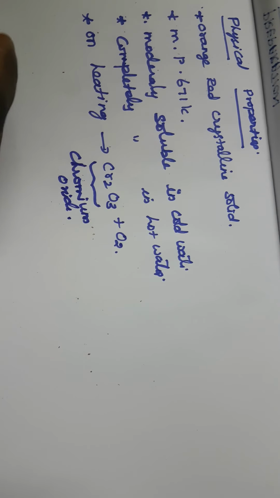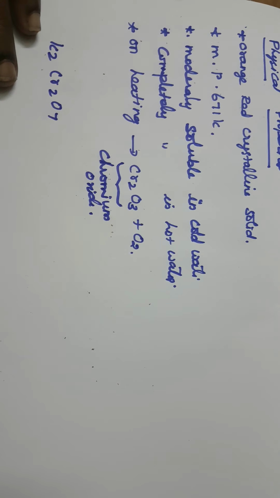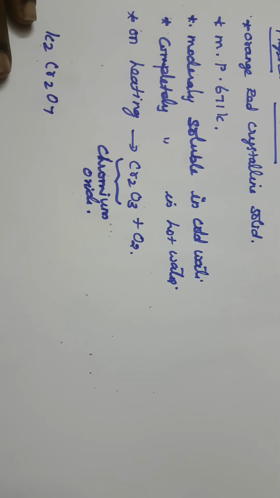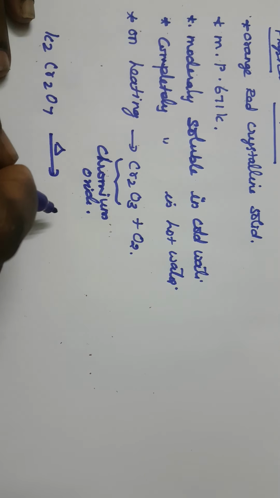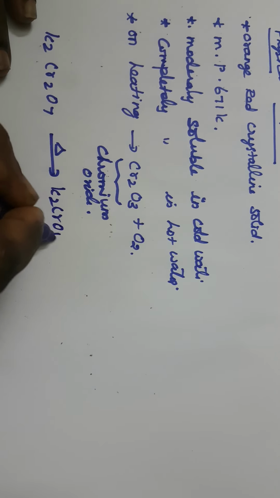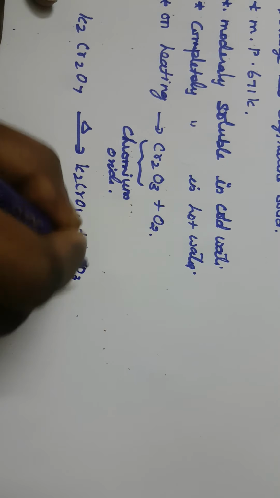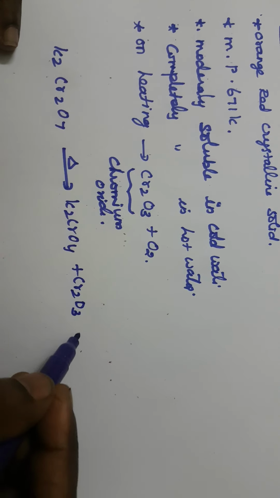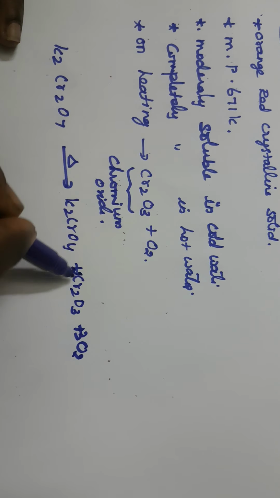Another one is it is converted into sodium dichromate. So what is the equation? Potassium dichromate, K2Cr2O7, when heated again, will be converted into potassium chromate, K2CrO4, then chromic oxide, Cr2O3, and then oxygen.